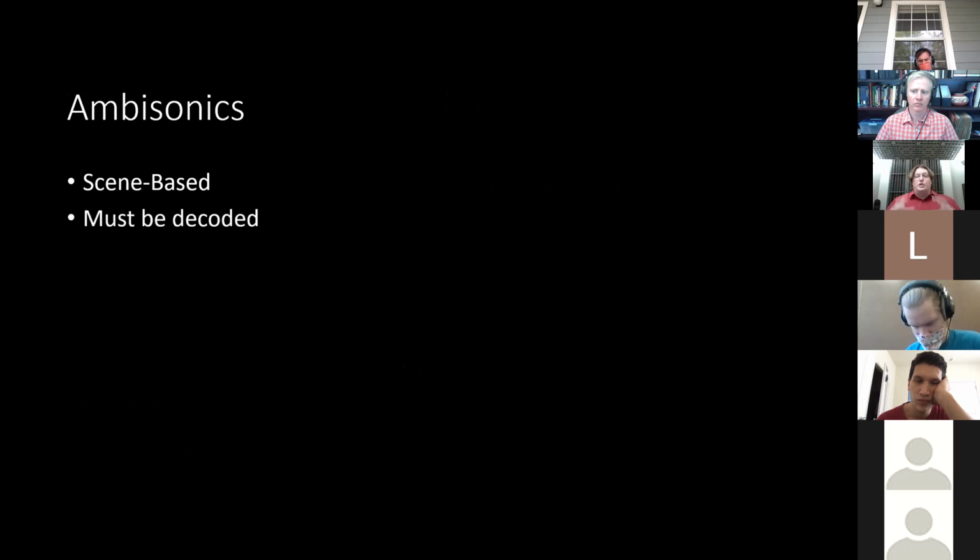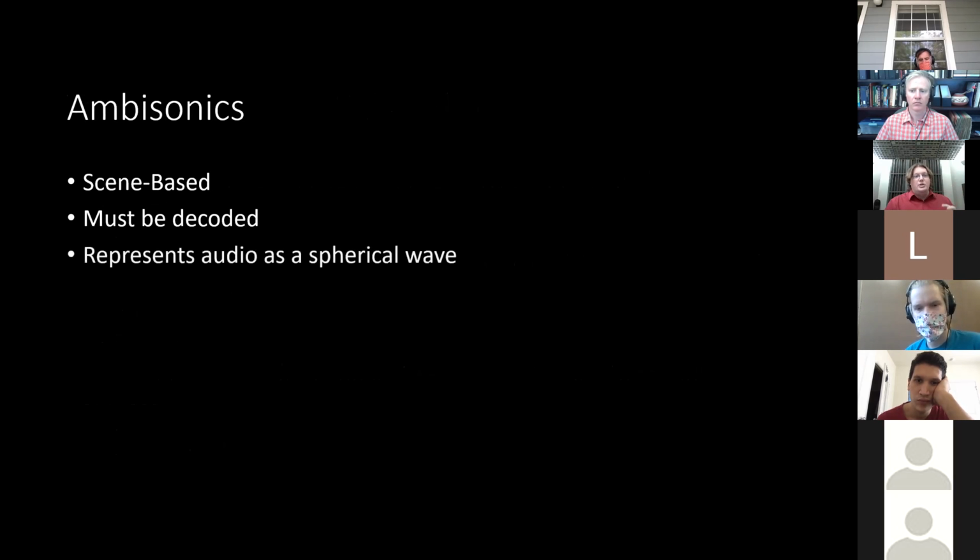So as I said, ambisonics is a scene-based format. And because it's a scene-based format, our channels, as we pointed out before, don't describe actual outputs. So we have to decode ambisonics. And the sums of these channels represent audio as a spherical wave.